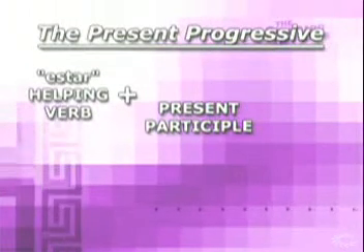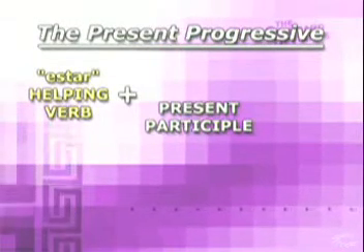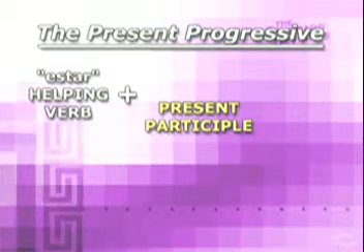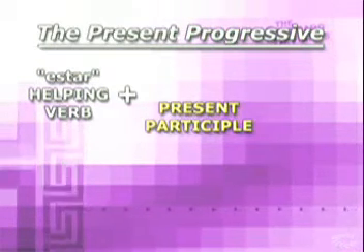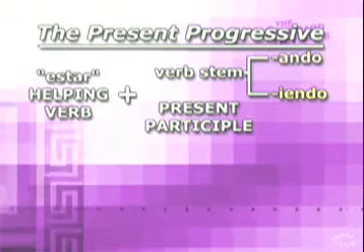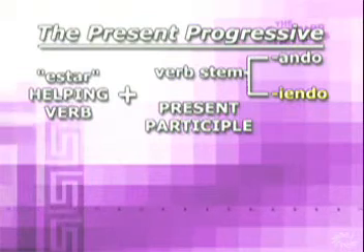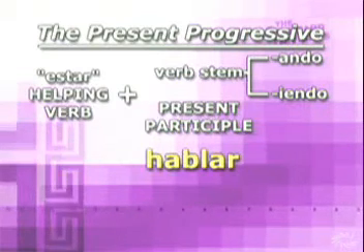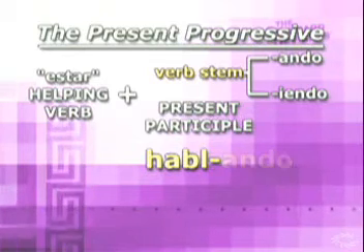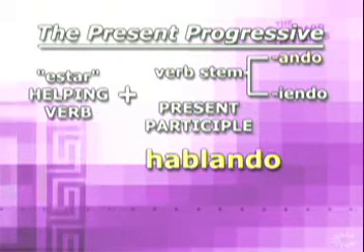By using a conjugated form of the verb estar as a helping verb, then the present participle of the main verb. To make a present participle in Spanish, all you do is add a special ending to the verb stem. Ando for AR verbs and yendo for ER and IR verbs. So, to form the present participle of an AR verb like hablar, you just chop off the ending and tack on ando, which would give you hablando.